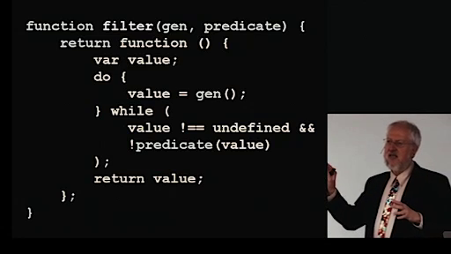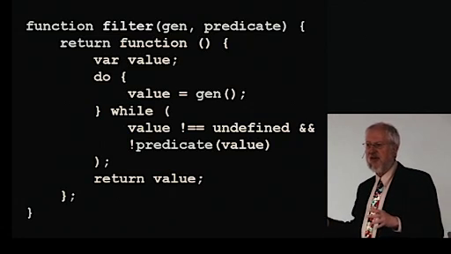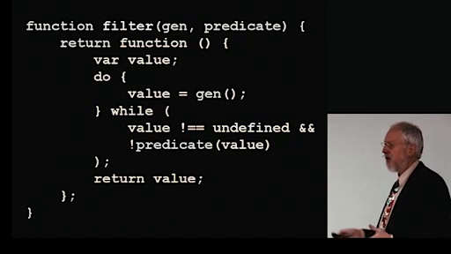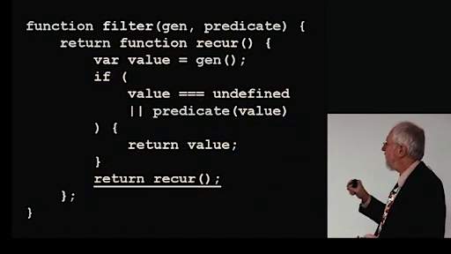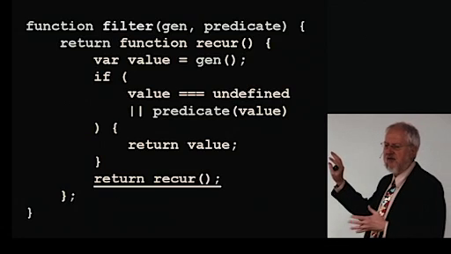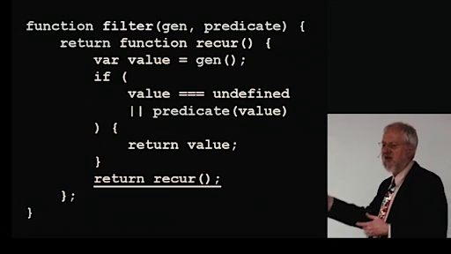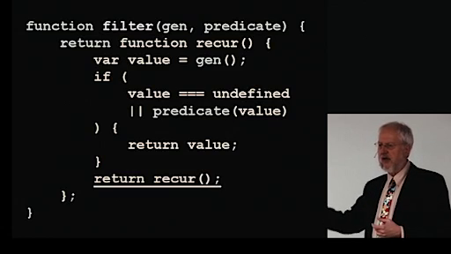Although in ES6, my most favorite new feature in ES6 is going to be tail recursion, or proper tail calls, which would let us write it like this. We're going to have a recursive function that I'm calling recur, and it will continue to call itself until the predicate becomes true.